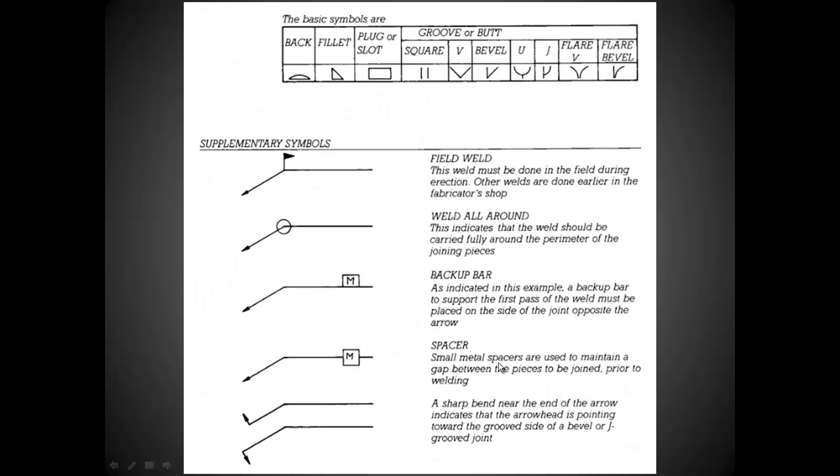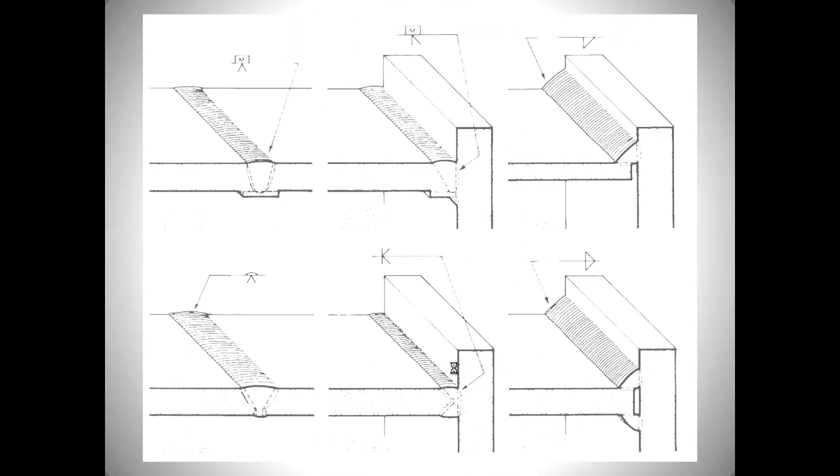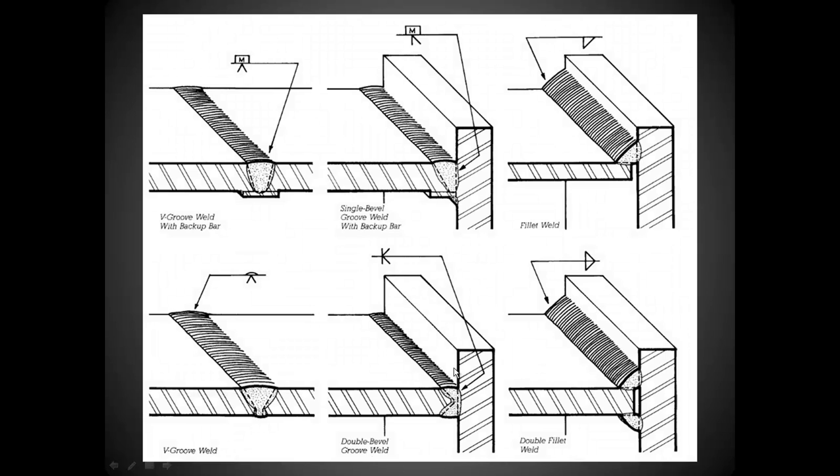So if we look at this sharp bend near the end of the arrow, it indicates that the arrowhead is pointing toward the groove side of the bevel, or J groove. Now if we look at this, we can see in an illustration how these work. We have a bevel groove or V groove weld with a backup bar. There's our backup bar. The steel has been ground at an angle, and we're going to fill this opening with a V groove weld. Over here we have a backup bar with a single bevel groove weld, so it's basically a 90-degree right triangle we're going to run this through.